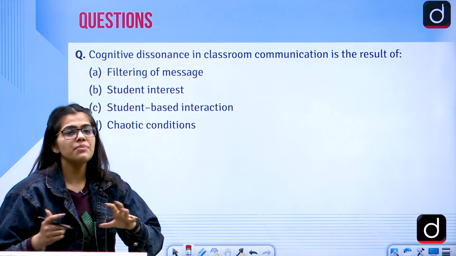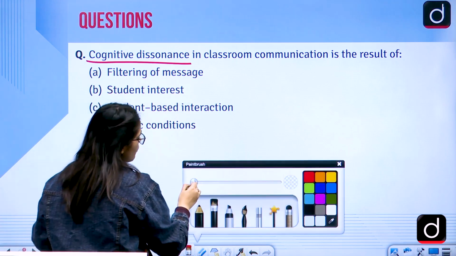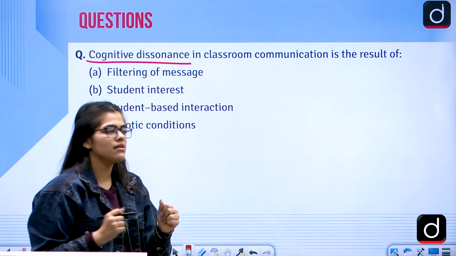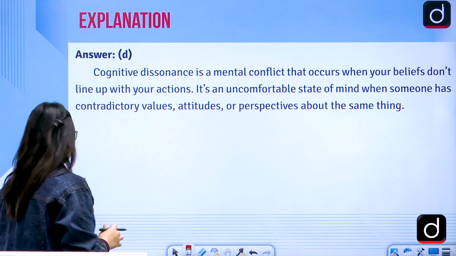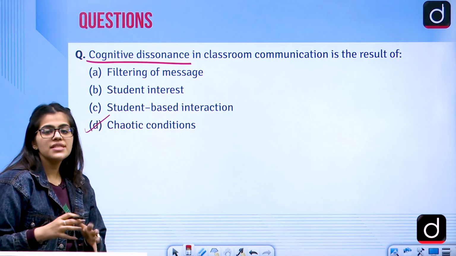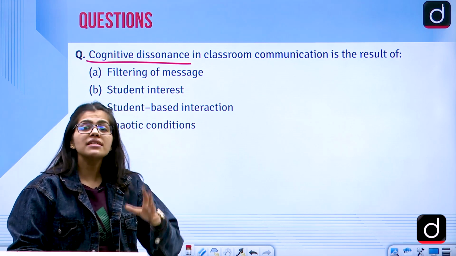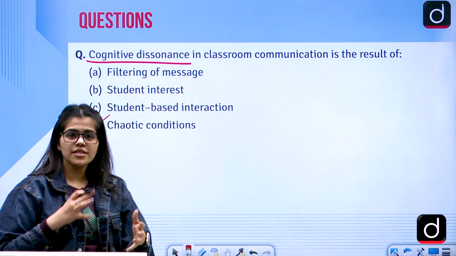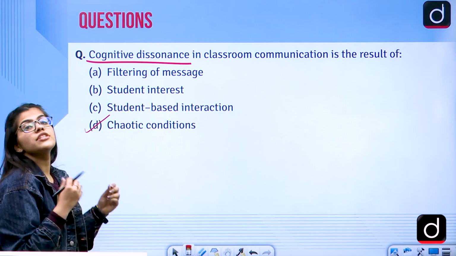So what do you mean by this word, cognitive dissonance? And we all know the meaning of the word cognitive. So knowing the meaning of cognitive dissonance is not a difficult task. So let me tell you the answer. The answer is D here, which means chaotic conditions. So filtering of the messages is like gatekeeping. That is not cognitive dissonance. Cognitive dissonance is when you are confused in your mind. So all the chaos and all the chaotic conditions in your mind is called cognitive dissonance.